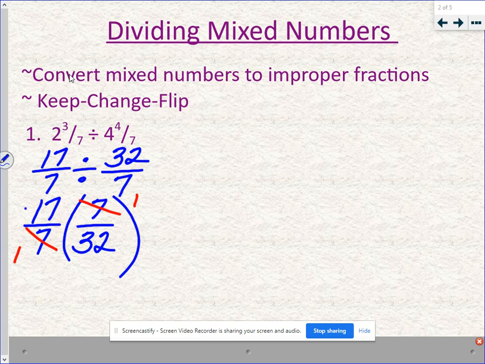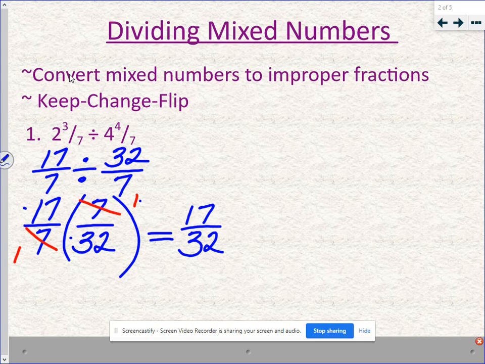We double check, does 17 go into 32? 17 times 2 is 34. So it cannot simplify. So we're finished. So we take 17 times 1 to be 17, and we take 1 times 32 to be 32. And our quotient of 2 3/7 divided by 4 4/7 is 17/32.